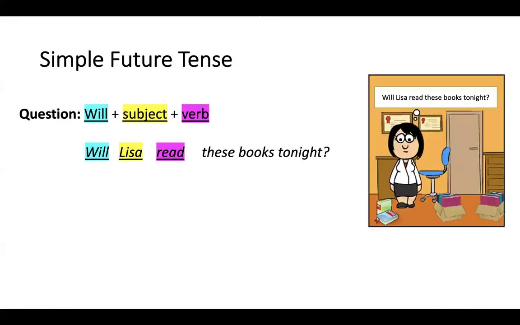Great job, everyone. So lastly, when it comes to the question form, we switch the subject and will. Will comes, as you can see, before the subject. And this form is used to ask about future plans or intentions. So we have will plus the subject Lisa plus the verb read. Will Lisa read these books tonight?